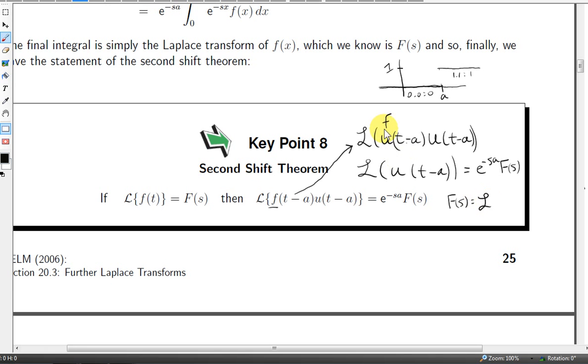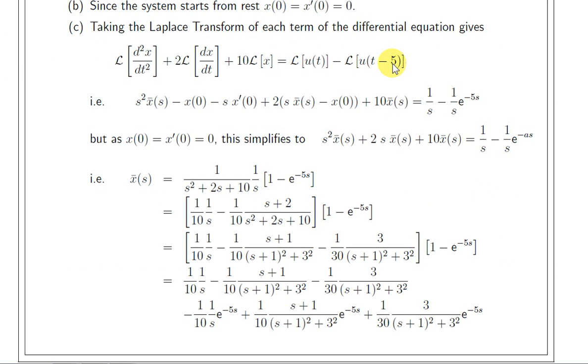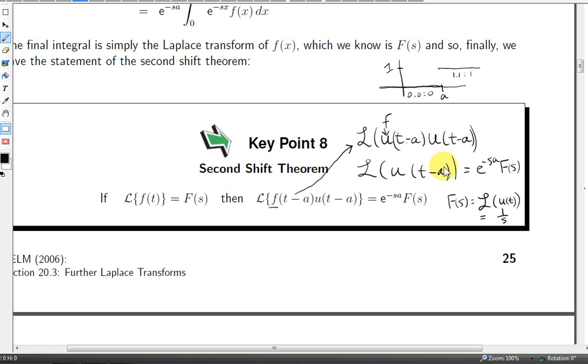But little f in this case is u. So little f of t is u of t, and we looked that up already. We know from the table that that's 1 over s. So in our example, a is equal to 5. So we just have e to the minus s times 5, or minus 5s, times big F of s, which is 1 over s. I can write the 1 over s in front here.